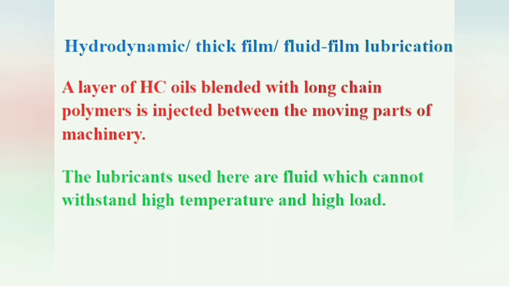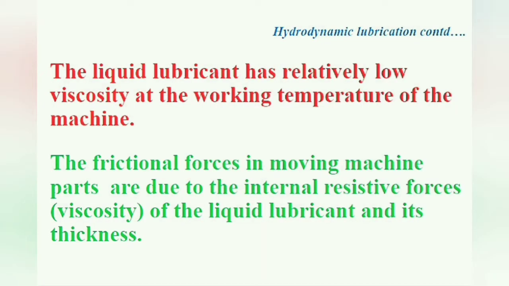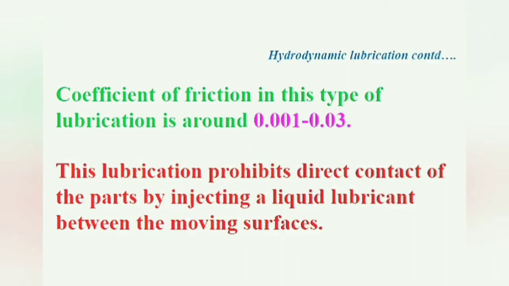In such machinery which is in continuous motion, a layer of hydrocarbon oils which is blended with long chain polymers is injected between the moving parts of the machinery. Thus, the lubricants used here are liquids which can withstand the very low temperatures of the machinery, and at such working temperature the liquid lubricant has a relatively low viscosity. The frictional forces in the moving machine parts are due to the internal resistive forces of the liquid lubricant and its thickness, that is the thickness of the liquid layer of the lubricant, and not due to the machine parts.